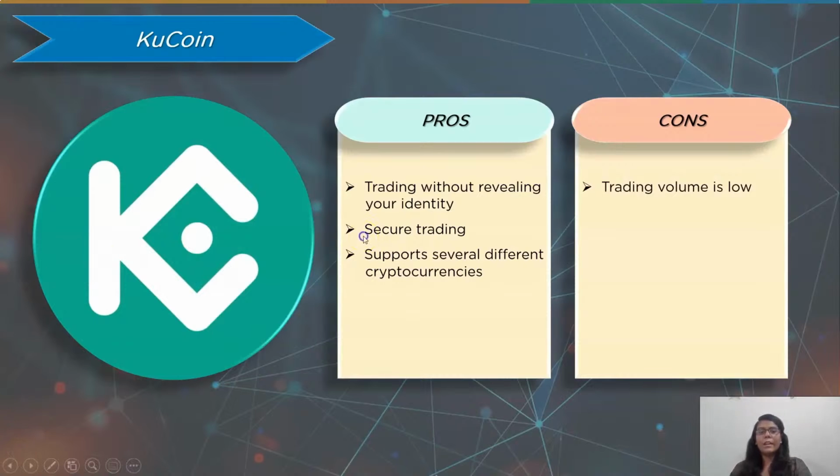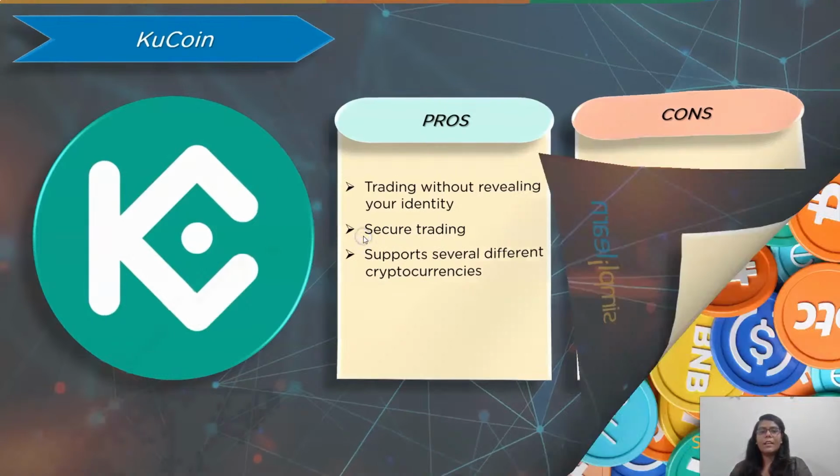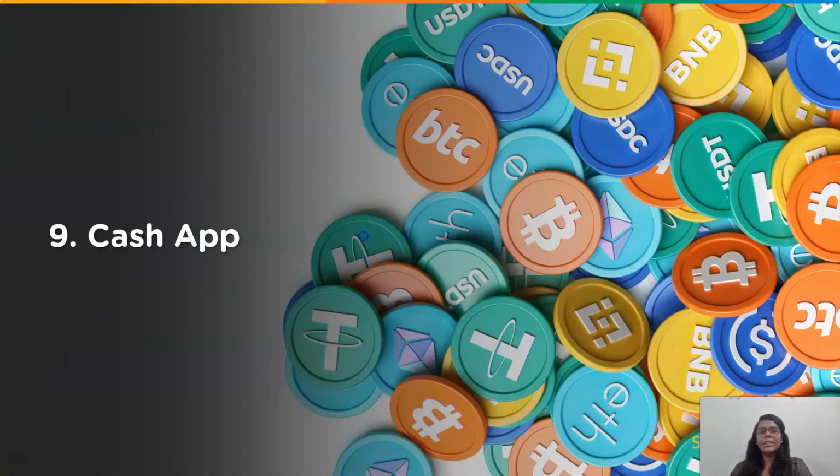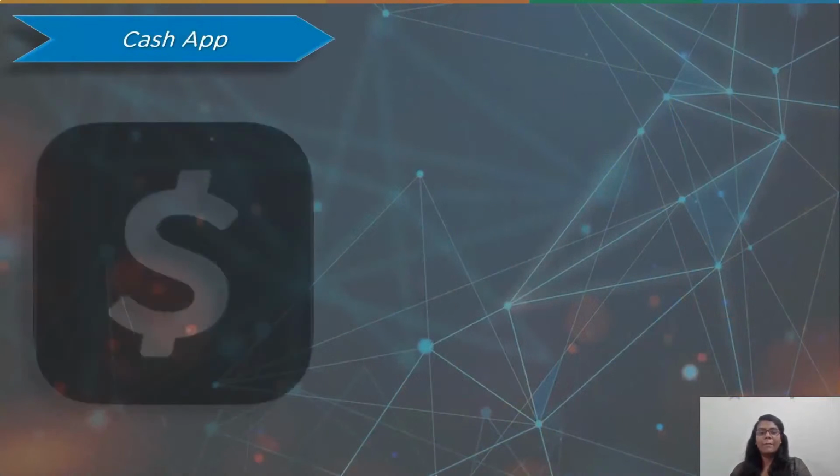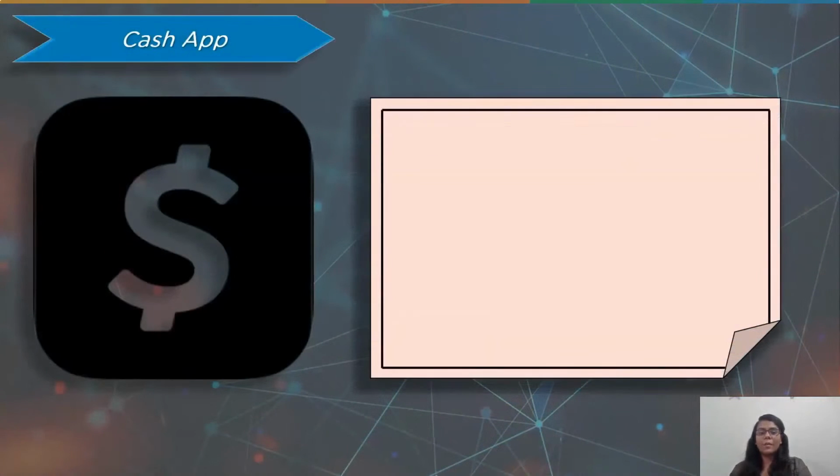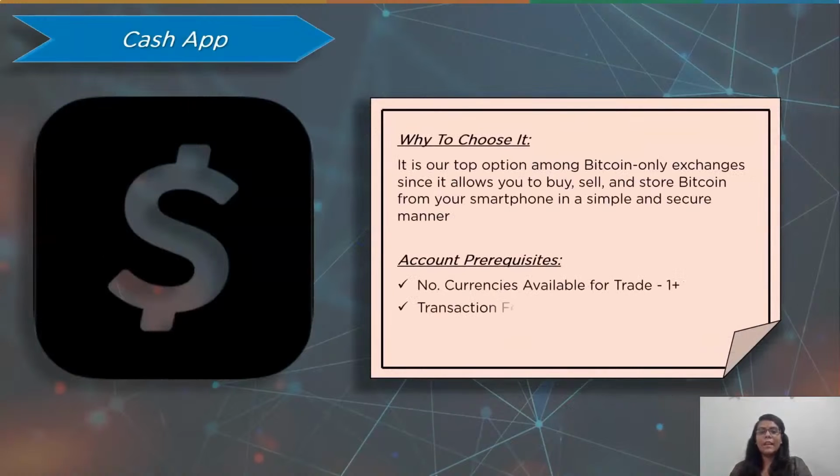Following KuCoin in our list, we have Cash App. Now, individuals in the United States and the United Kingdom can use the Cash App to send, spend, deposit, and invest money. It's essentially a peer-to-peer payment app with an investment component through the Cash App. Users can also invest in stocks, ETFs, and Bitcoin. It enables you to purchase, sell, and store Bitcoin from your smartphone itself in a simpler and safer manner.